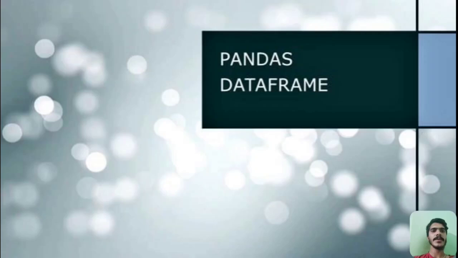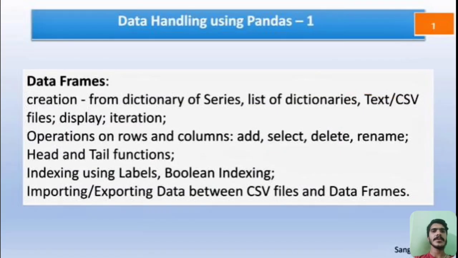Today we are going to explain the student database using a dictionary and converting it to a pandas DataFrame in Python. First, we learn about data handling using pandas. In this DataFrame, creation is from a dictionary of series, list of dictionaries, and text files, along with display, iteration, and operations on rows and columns: add, select, delete, rename.